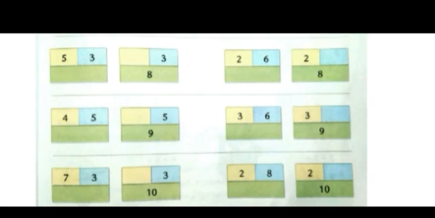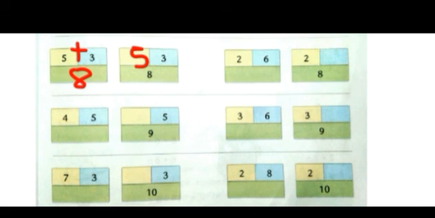Now see the next one. 5 and 3. First add 5 and 3. What is 5 plus 3? 8. So now see in the next box. 8 is already there in the green box. 3 is there in the blue box. So what is 8 minus 3? 5. So 5 will come in the yellow box. This is the missing number.